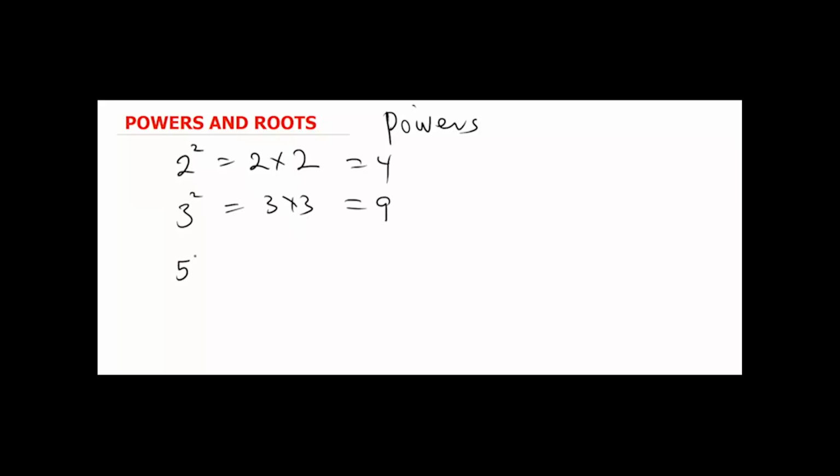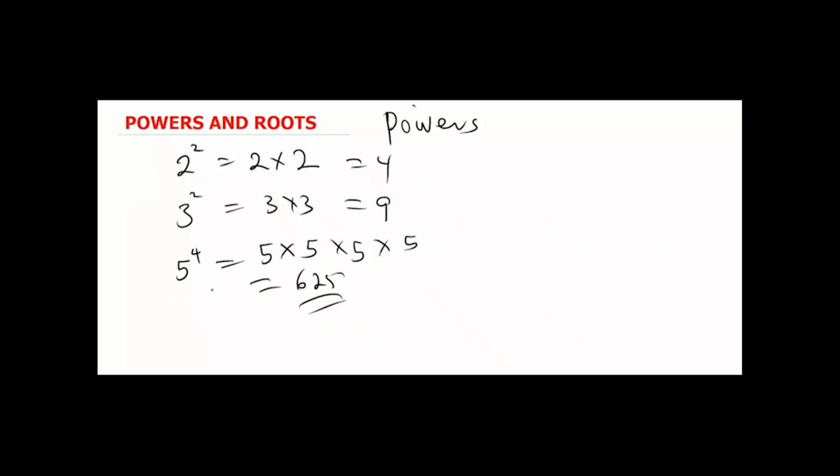Also, if you have 5 to the power of 4, it means 5 by 5 by 5 by 5. So you have 5 by 5, that will give you 25. 25 by 5, that will give you 125. And 125 by 5, that will give you 625. So that will be the answer to this. So that means if you have any power, you just multiply the number according to the power.